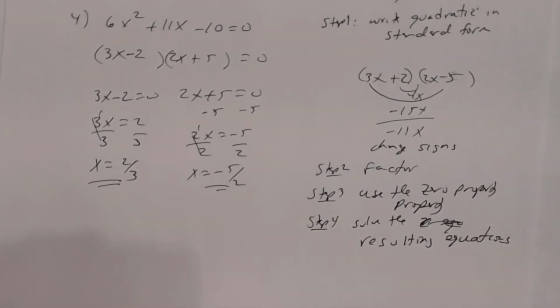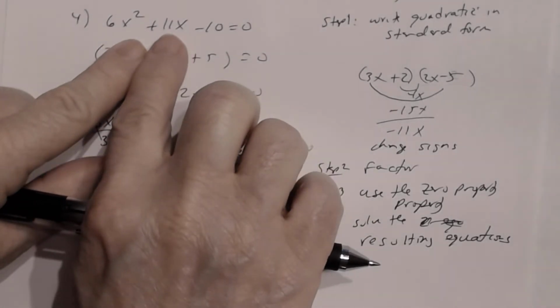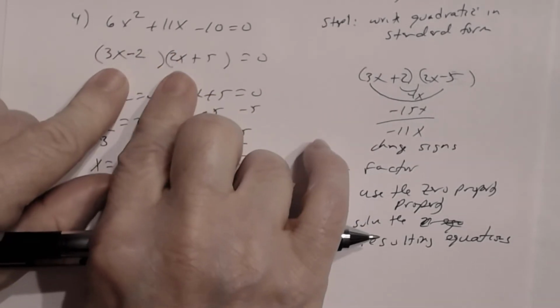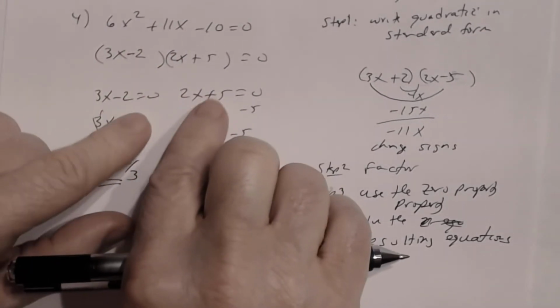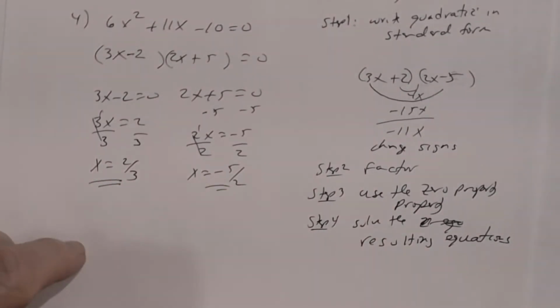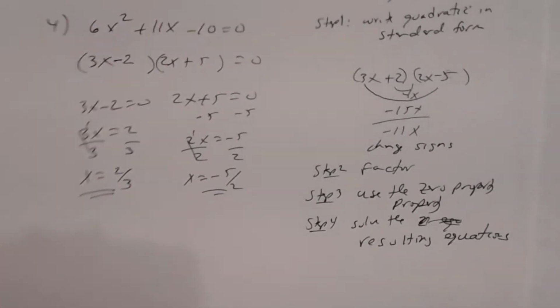All right. So now we're getting to the point where it's not in factor form already. So first of all, you got to put it in standard form. Then you factor. Then you set each one equal to 0 by using the zero factor property. And then you solve your equation. You got your solutions.